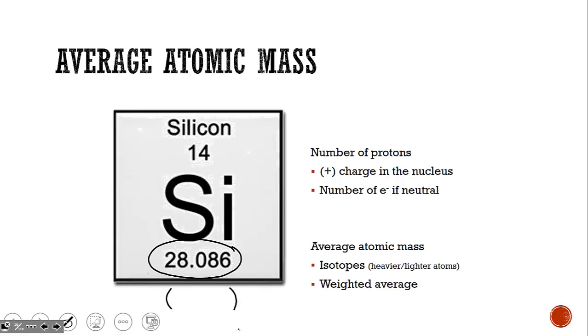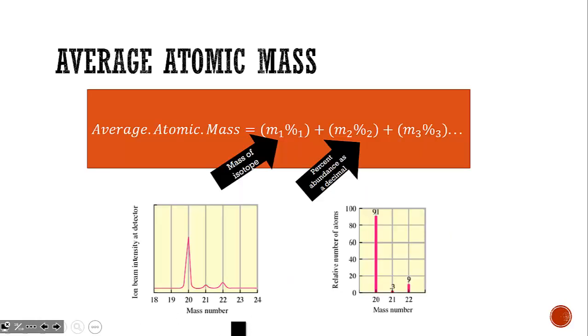On the periodic table, you will see some average atomic masses in parentheses. For example, neptunium has an average atomic mass of 237, but it's in parentheses. That is because there are no stable atoms of neptunium. It decays rapidly, and so we have a theoretical mass, but we cannot find an average based on the isotopes present. So to find the average atomic mass, it's a weighted average.